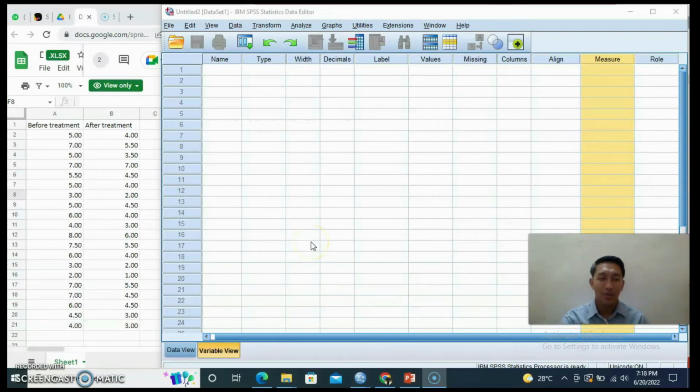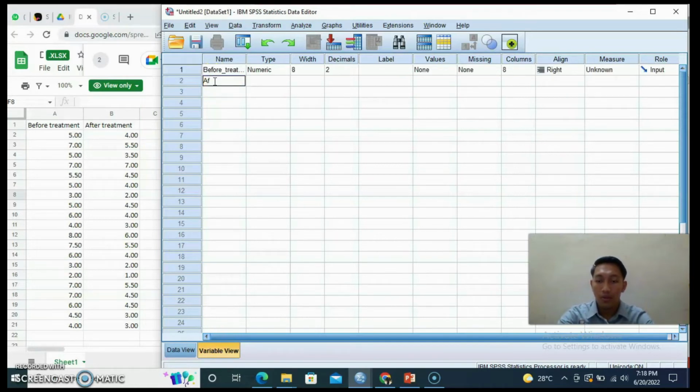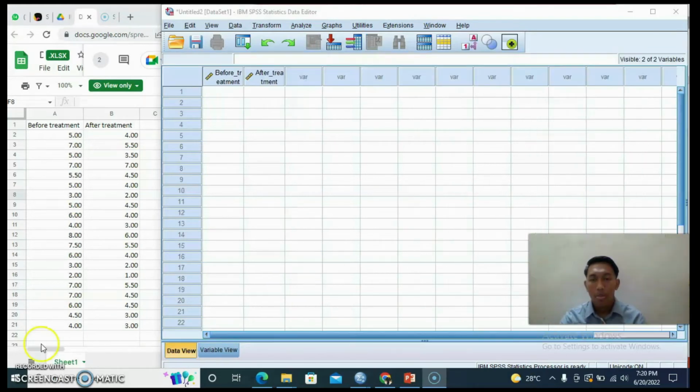Okay, next we do question 2. For number 1 in the name, we need to put before treatment, and for number 2, we need to put after treatment. Then for the decimal, for both of these you need to put 2, and for the measurement it is scale and also scale. Okay, next we go to the data view and put the data before and after treatment.